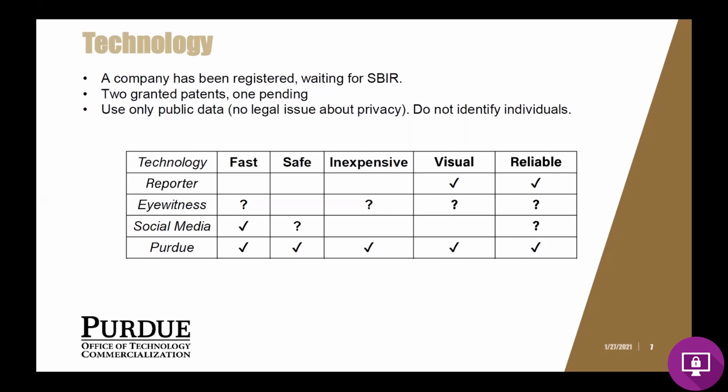A company has already been created to commercialize this technology. An SBIR proposal was submitted. This technology uses only publicly available data. Anyone connected to the internet can obtain the data. This technology does not identify any individual, and thus there is no privacy issue.